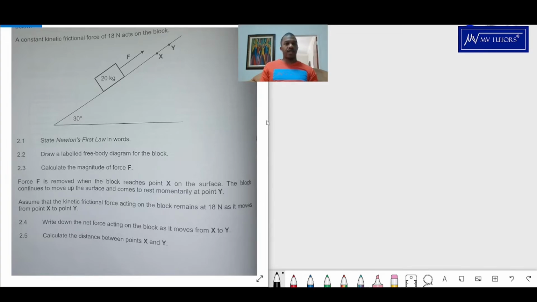Question 2.2 says, draw a labelled free body diagram for the block. So that block here is represented by that. First of all, what we can notice is that there's a force F moving that way. And then what else do we know? We know there's a weight going straight down, which I'll call W, because weight is mass times gravity. And opposite the force, we're going to have a friction force moving in the opposite direction. I'll call it FF, the frictional force.